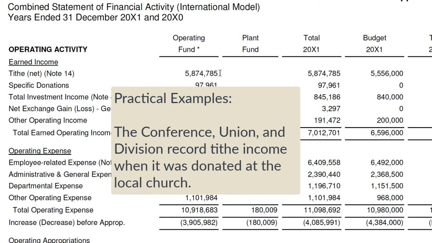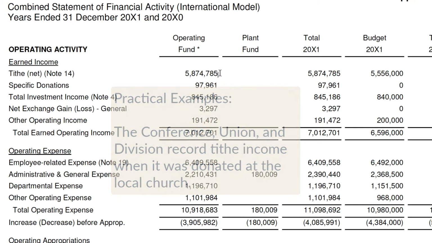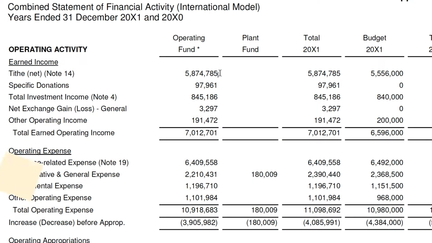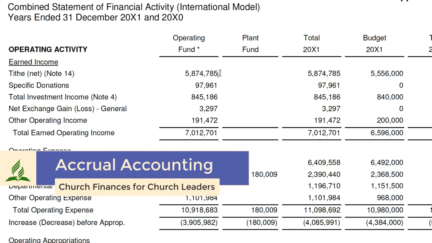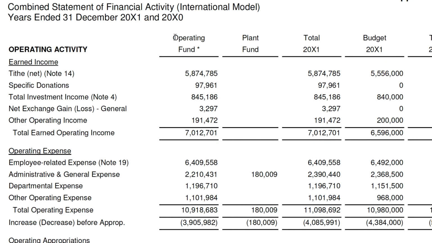Okay, the church has collected the tithe. The conference records it, even though they haven't gotten the money from the church yet. So the church collected tithe in December and sent it to the conference in January. The conference records it as tithe income in December, even though they don't actually get the cash until January. So that fits into what we're doing here.